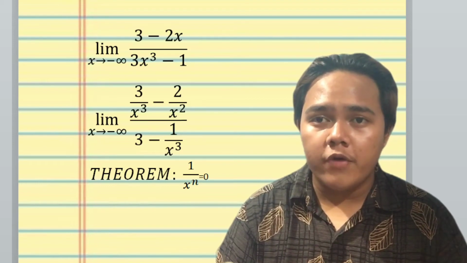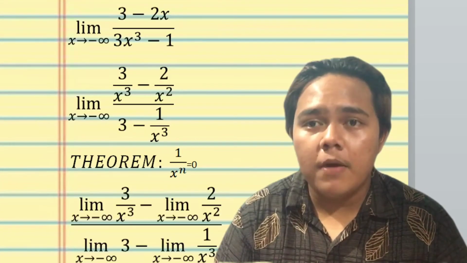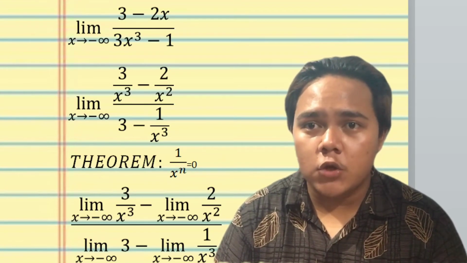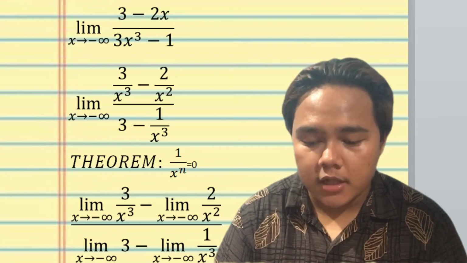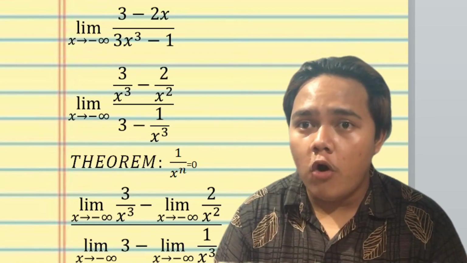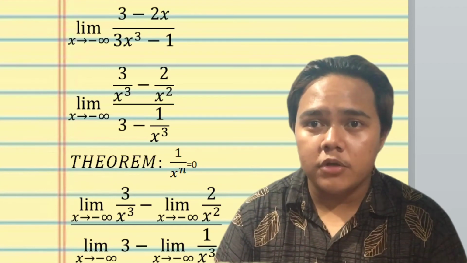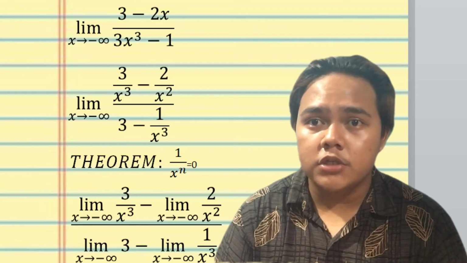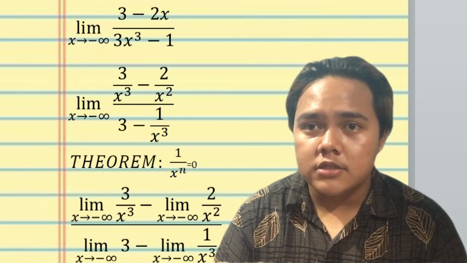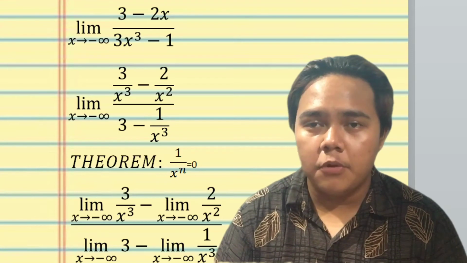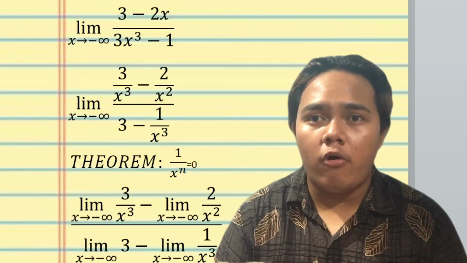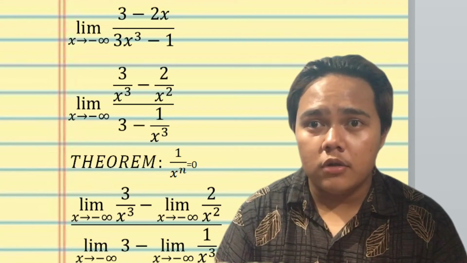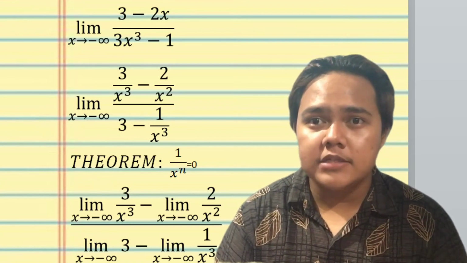the limit of 1 over x raised to n is equal to 0. So magiging outcome nito kapag ginamit natin ang theorem, limit of 3 over x cube as x approaches to negative infinity minus limit of 2 over x squared as x approaches to negative infinity over limit of 3 as x approaches to negative infinity and minus of 1 over x cube as x approaches to negative infinity. Katulad ng sinabi ko kanina sa first condition, kapag ginamit natin ng theorem, lahat ng fraction na ang denominator is x, ang magiging sagot nito is 0.